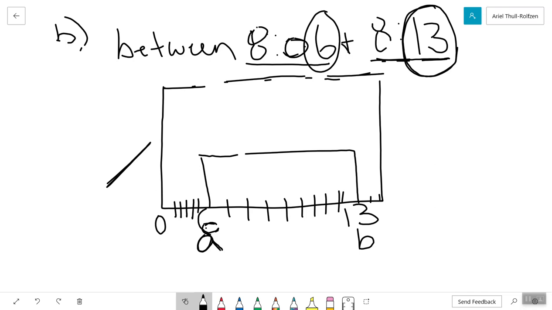And my rectangle represents the space between the train being 6 minutes late and 13 minutes late. So now that we've got the width, we know that the width is equal to b minus a, or 13 minus 6, which is 7. I'll draw that in here so I know that my width is 7.